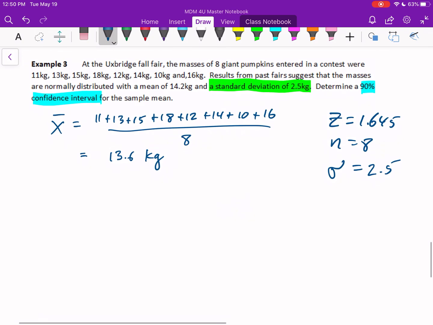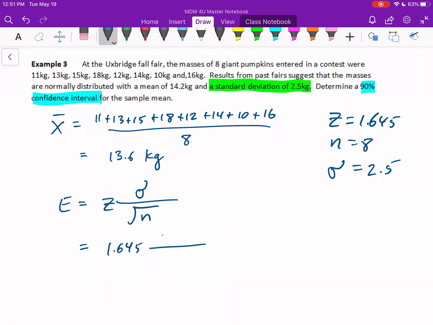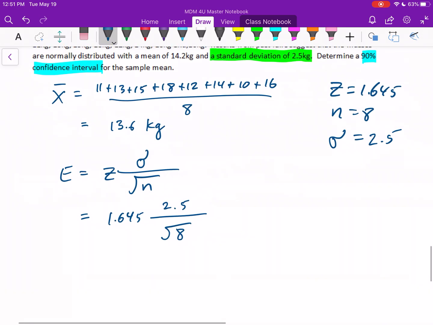If we want to get our margin of error, the formula for when we have standard deviation is z times sigma over the square root of n. Notice how we don't take the square root of sigma. The square rooting is only occurring on the bottom. So it's going to be 1.645 times 2.5 divided by the square root of 8, which works out to 1.45 kilograms.